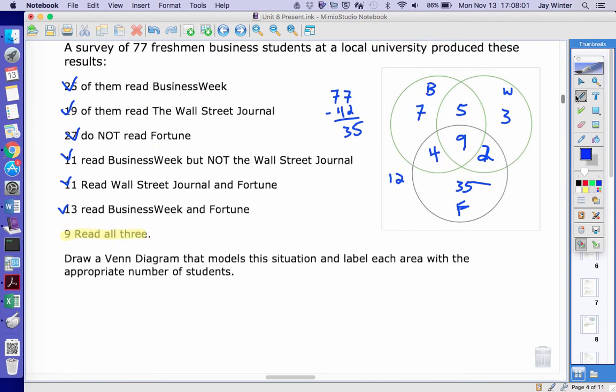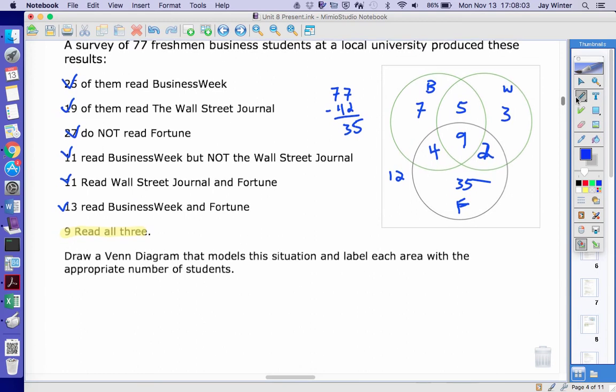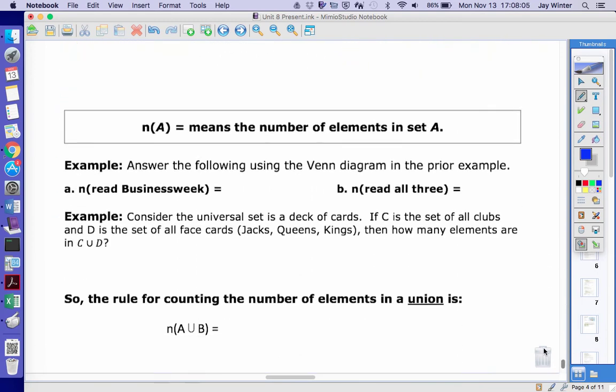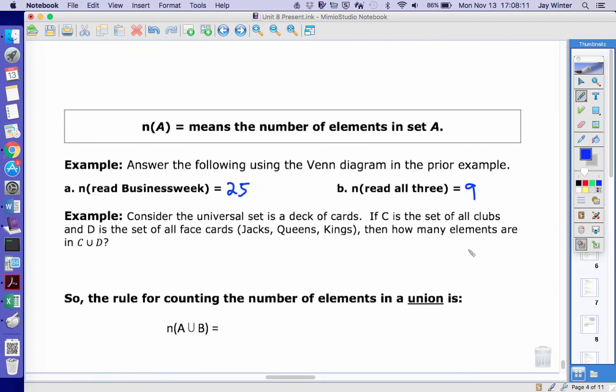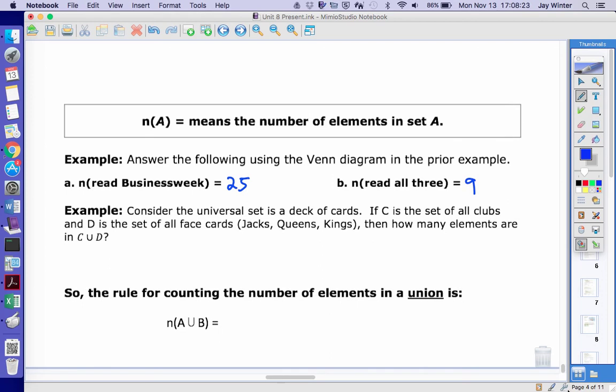So let's come back down here and answer these questions. The number that read Business Week, if we go back up here, the total number that read Business Week is 25, and we got that from the clues. And the number that read all 3 is 9. We got that from the very first clue that we used. Okay, so that helps to describe the number of elements in a certain set or subset, this N notation.